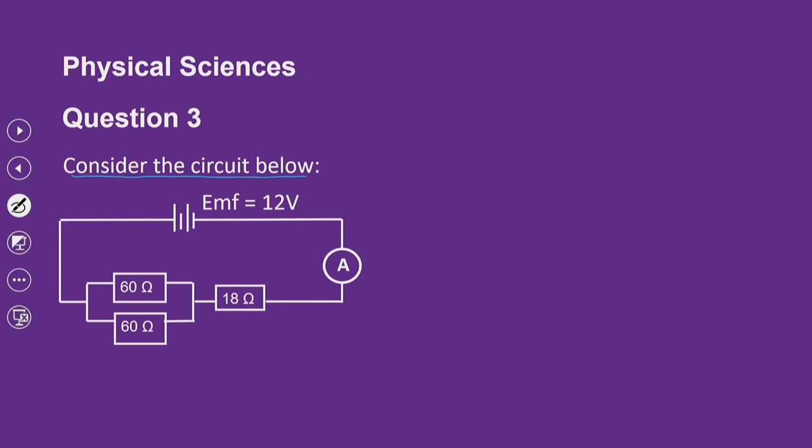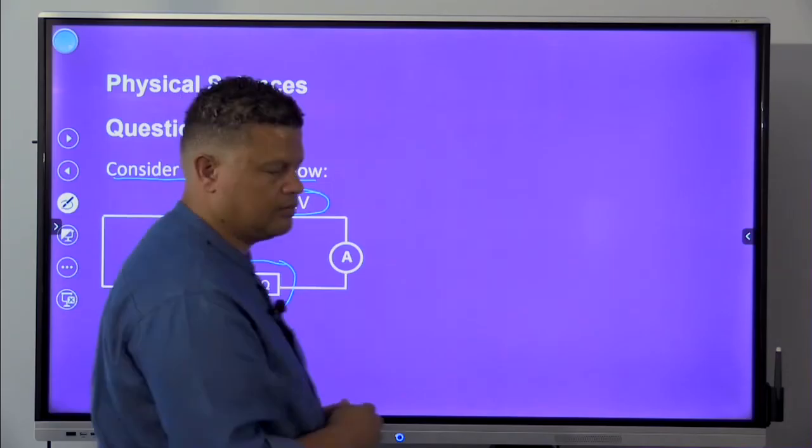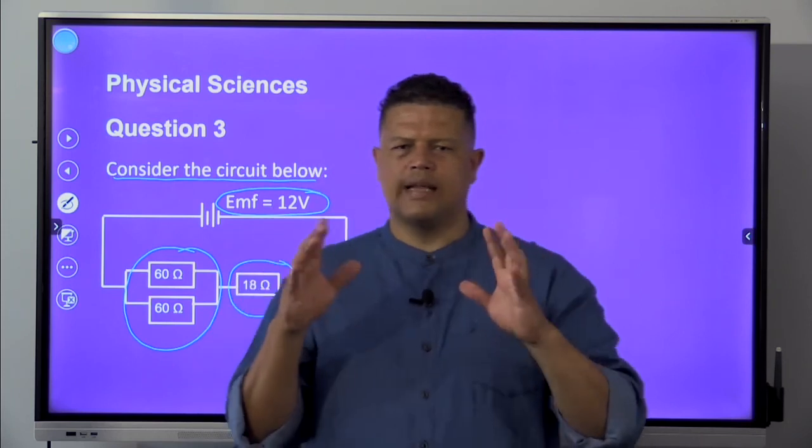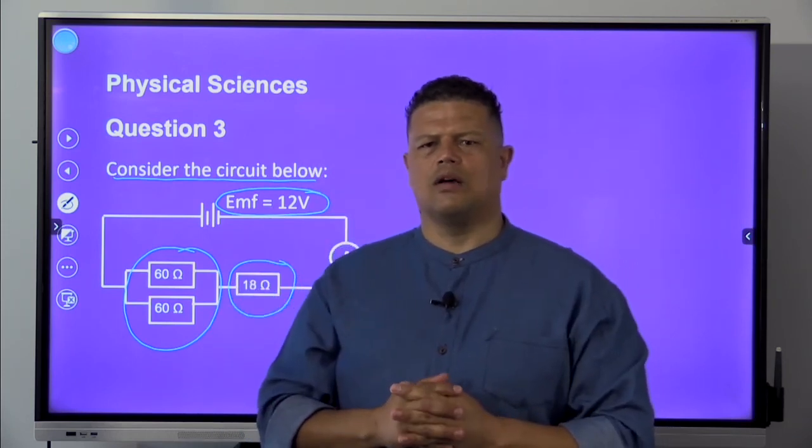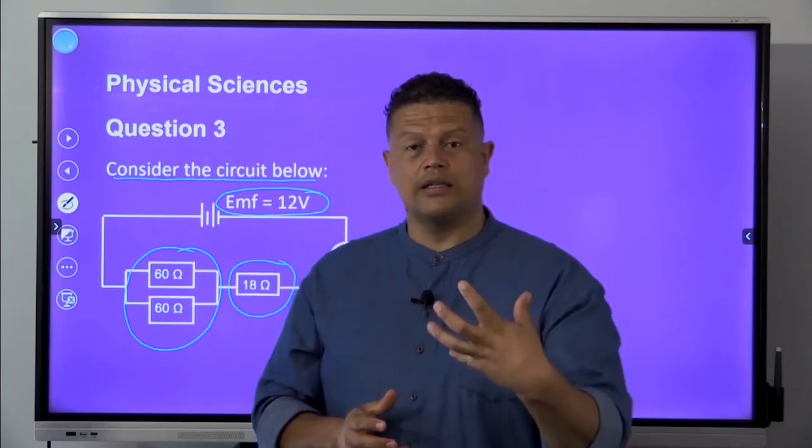Consider the circuit diagram below. We've got an EMF of 12 volts. We've got two resistors which are in parallel and an 18 ohm which is in series. Some warning lights are going off. What is this EMF thing now? This is the first time that it appears.